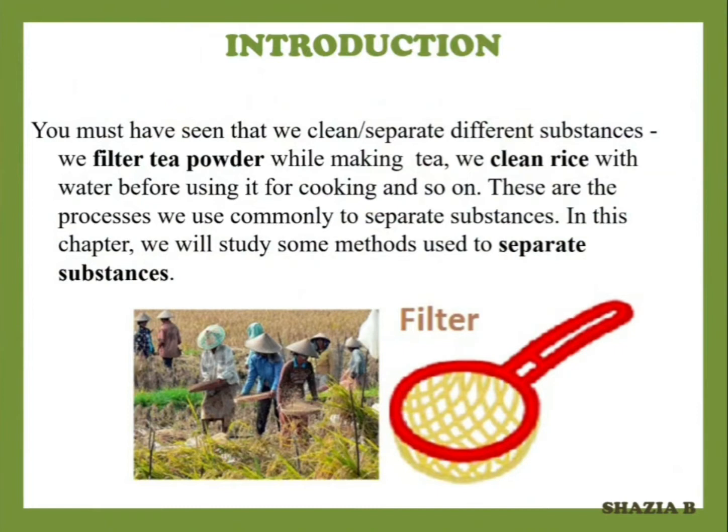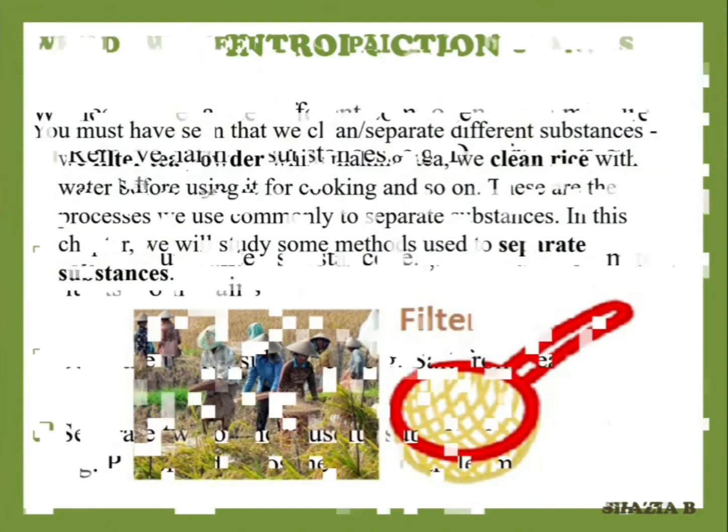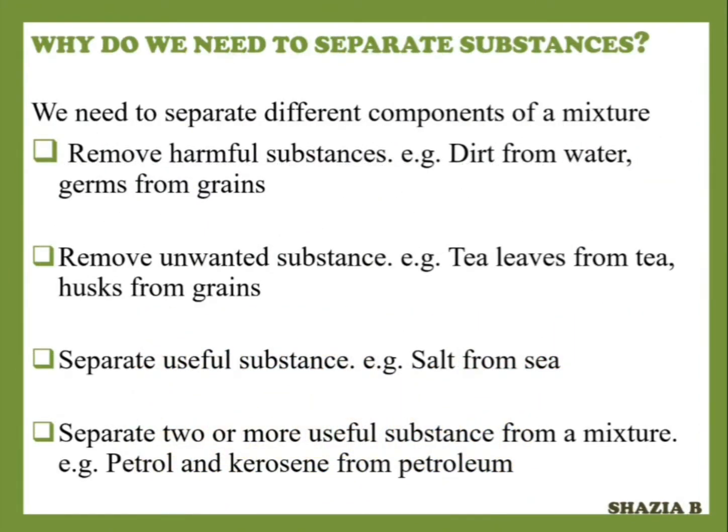So in an organized way we are going to study these different techniques or processes to separate these things. In this chapter we are going to discuss these methods or techniques or processes used to separate these things. Before that, why do we actually need to separate substances? It is because we need to separate different components of a mixture, sometimes to remove undesirable substances.